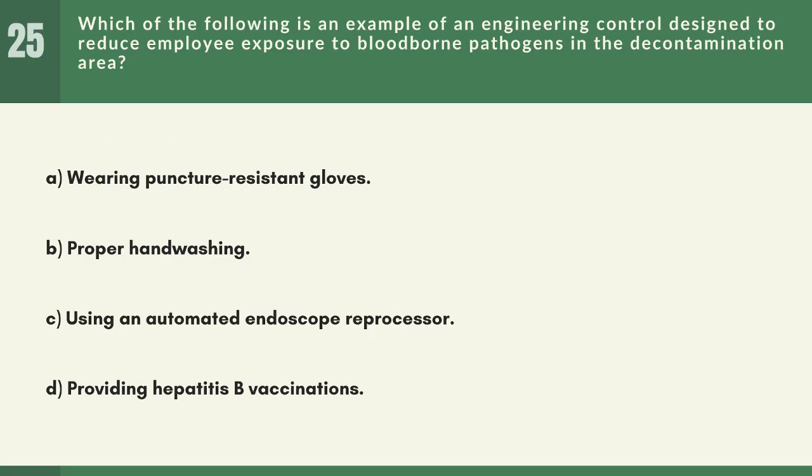Question 25. Which of the following is an example of an engineering control designed to reduce employee exposure to bloodborne pathogens in the decontamination area? A. Wearing puncture-resistant gloves. B. Proper handwashing. C. Using an automated endoscope reprocessor. D. Providing hepatitis B vaccinations.